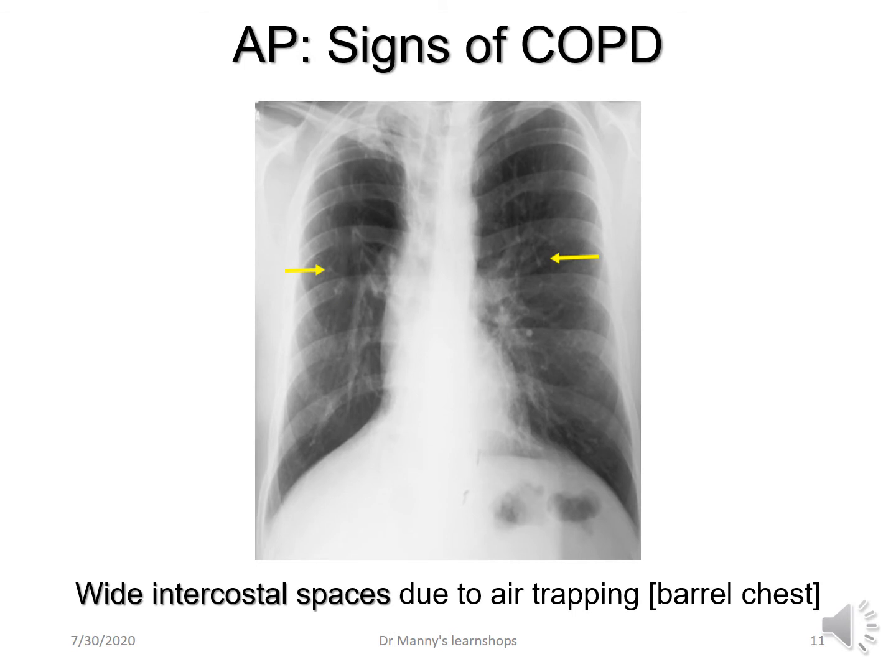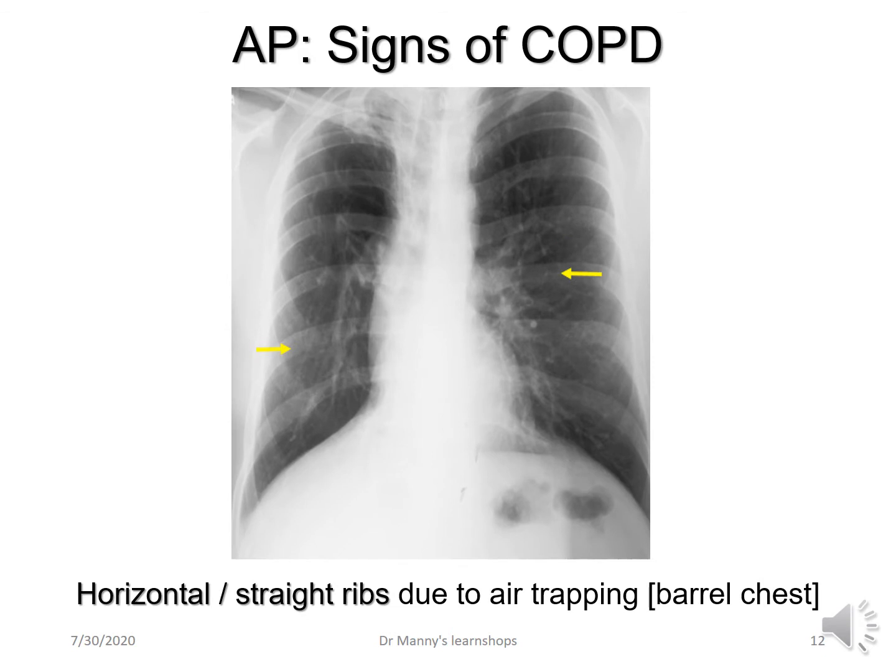Other signs of COPD include wide intercostal spaces. As I indicated previously, this is because of air trapping, and if you saw the patient, the anterior posterior diameter would be equal to their lateral diameter, which means that they have a barrel chest, because air can't escape as easily as it does for you and me with normal lungs and normal airways.